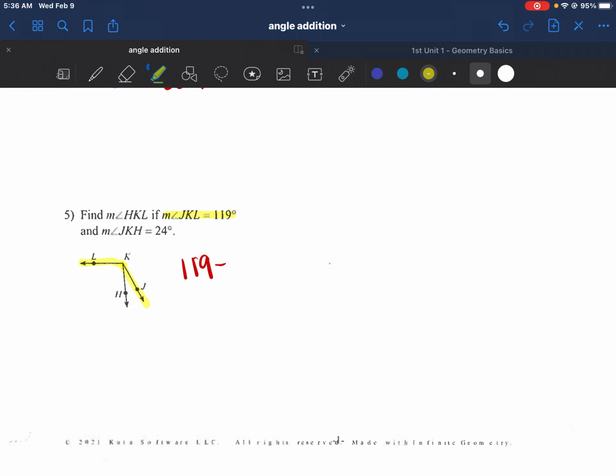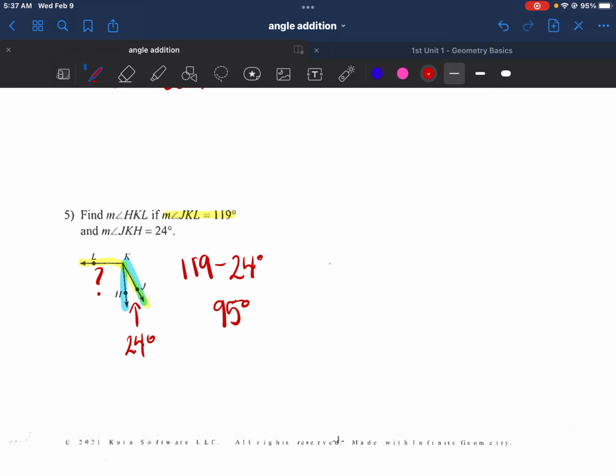So because I know that, I know I need to subtract. I'm not going to overwork myself trying to figure out which is which. I already know. If I have my big angle and I need to find a small angle, I need to subtract. So, let's see. We got JKH, which is 24 degrees. I need to figure out what is this degree. So, you're going to take your 119 and subtract 24 from it, which is going to give you 95.